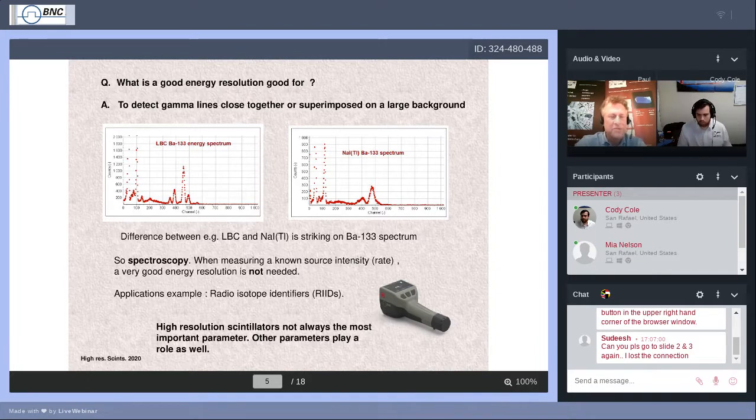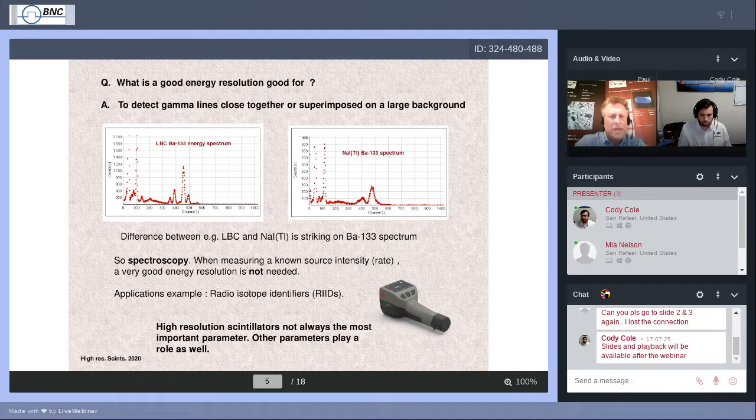You see a lot of structure in the peaks around the 300 keV maximum, whereas with a sodium iodide detector you can hardly discriminate it. So it's clear that a good energy resolution is important for spectroscopy. When you're measuring a known source for a pipe, for industrial applications, it doesn't make any sense to use a high resolution material or detector. You don't need it. An example where you want to deconvolve, separate peaks that are very close together is, for example, radioisotope identifiers. To the right you see an example of those devices.